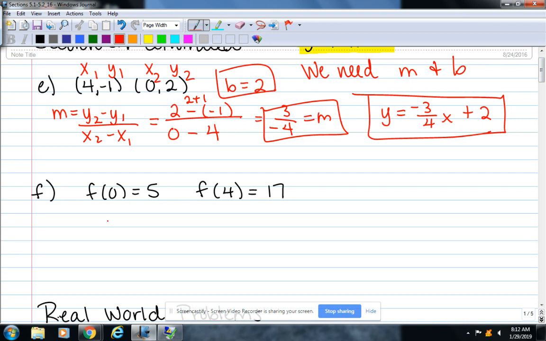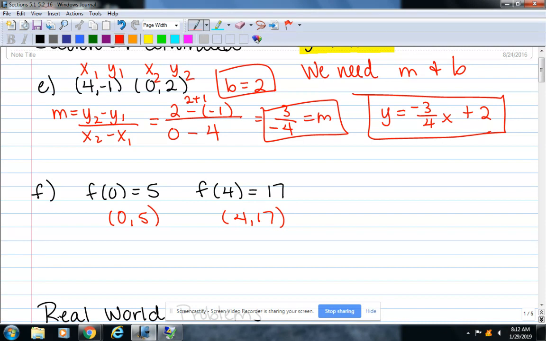This is the point (0, 5). And this is the point (4, 17). I'm glad I'm not graphing this line because I don't want to go all the way up to 17. So do y'all see how I got those ordered pairs? Hint, hint, they go in order. X then Y. Okay?